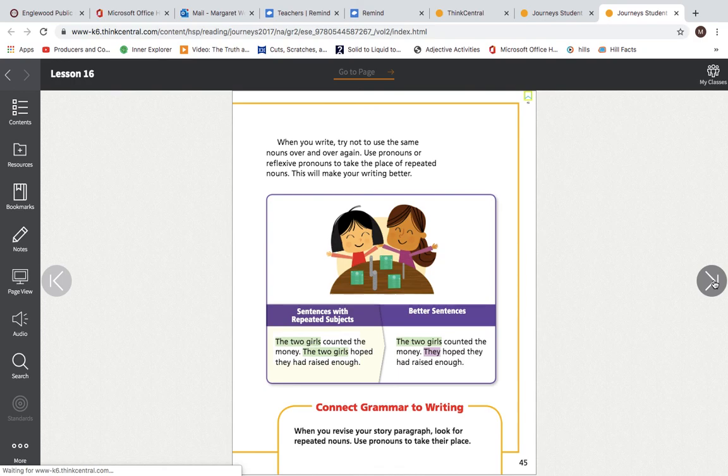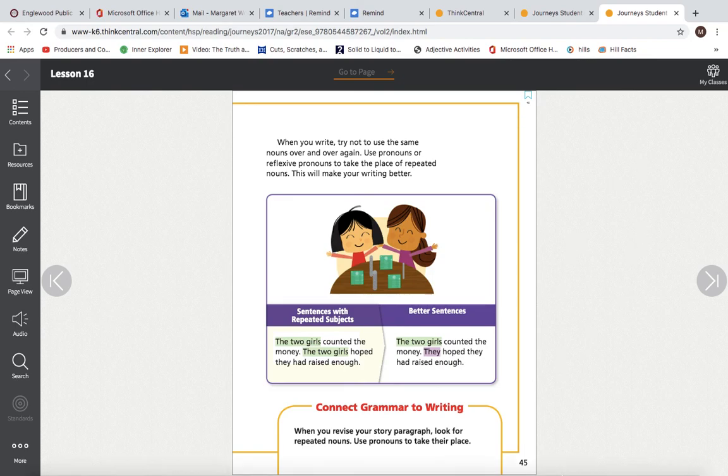When you're doing your writing, and I've said it before to my own students, don't keep using the same words over and over. So that's what page 45 is telling us here. For example, the two girls counted the money. The two girls hoped they raised enough. You have two sentences starting with the same three words, the two girls. So the second time, instead of saying the two girls, use they, because they is a pronoun before the verb. It describes more than one person and it does not include yourself.